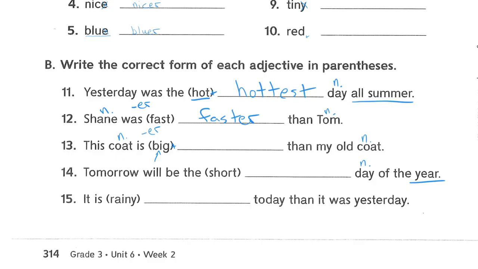On number 15, it says, it is blank today than it was yesterday. So it either is going to be rainier or rainiest, okay? How many am I comparing? So I'm comparing today to yesterday, so that's 2. The other thing you have to remember is this ends in a Y, and the rule is to get rid of the Y and put an I in its place, and then put your ending on. And I'm going to let you finish that one on your own.